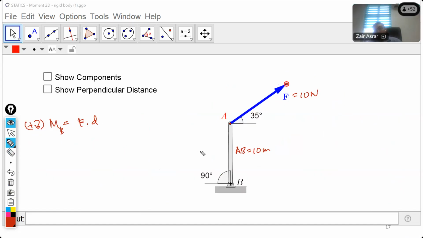D is what? D is the perpendicular distance from the line of force. Where is our line of force? This is our line of force. The perpendicular distance from the line of force towards the point of moment. I'm talking about moment at B, so B is our point of moment. So the perpendicular distance will be from the line of force perpendicular to B. So this is the guy. This is our D. So we know force, we know AB, we don't know D yet. We need to figure out the value of this distance D here.